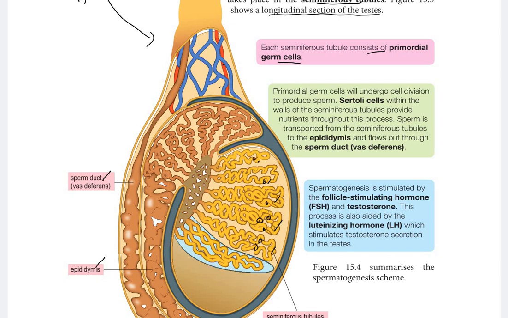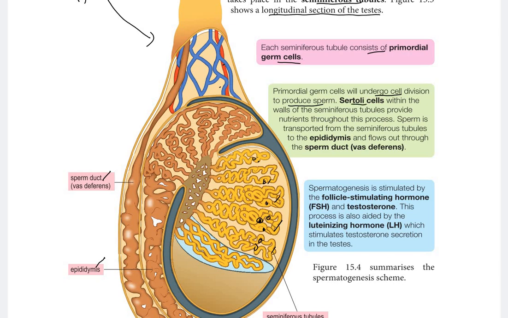So the primordial germ cell will undergo cell division to produce sperm. This cell functions to produce sperm. It will undergo cell division, which means it will undergo mitosis and meiosis to produce sperm. So it starts with this cell, the primordial germ cell inside this seminiferous tubule.